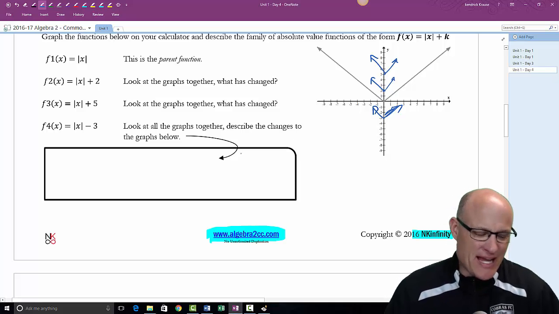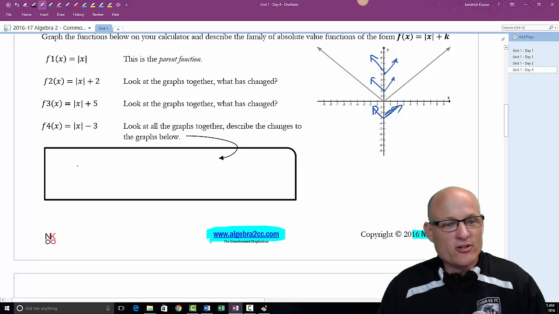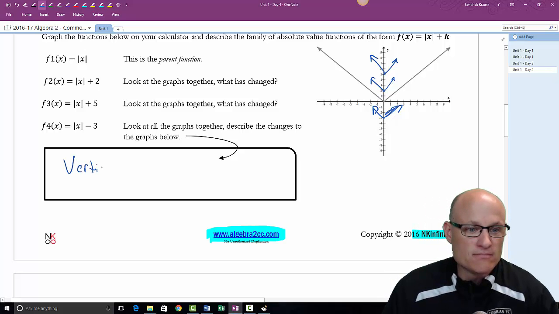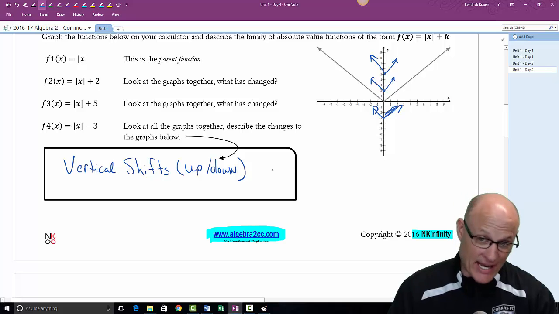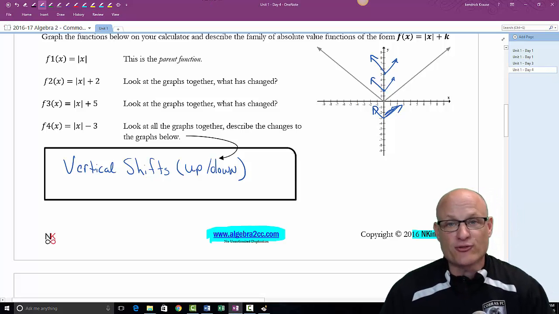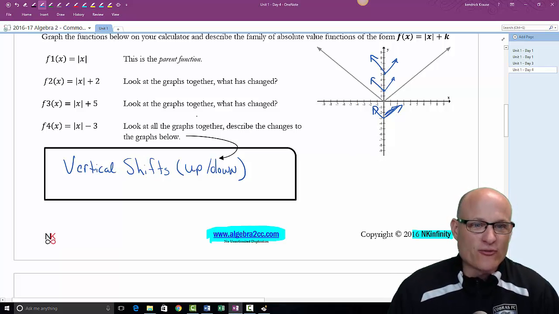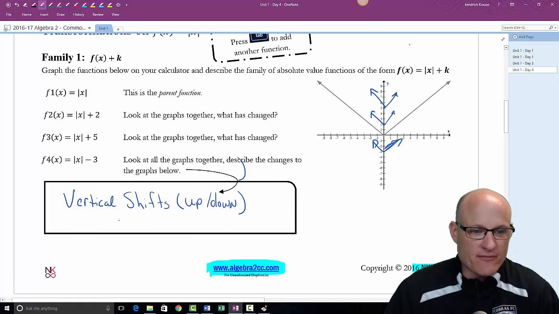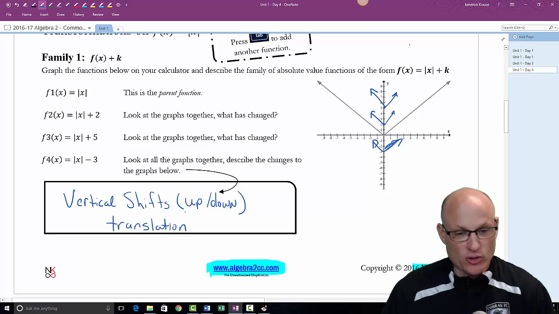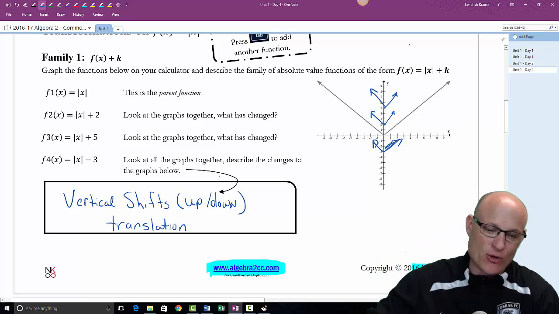So it should be obvious to you that these are vertical shifts. In other words, we're shifting up and down. If it's positive, I go up, and if it's negative, I go down. That should be no surprise to you at all. Pretty obvious, pretty simple. That is a vertical transformation. It is a vertical translation. Well, we're under transformation. This is a vertical translation. A translation is just a slide or a move.